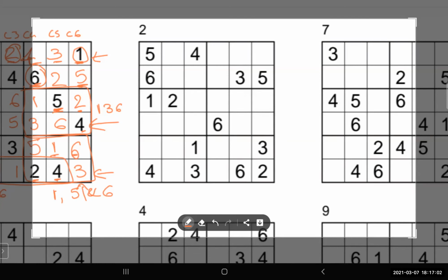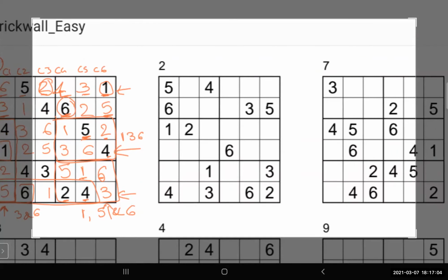Start with C1, sir. I mean, column 1. There is 5, 6, 1, 4, and the missing numbers are 2 and 3. Right. So above 4 it is 2, and above that 3, sir. Very good.